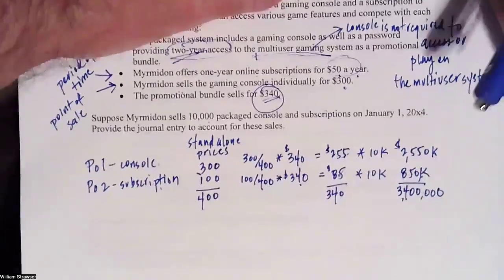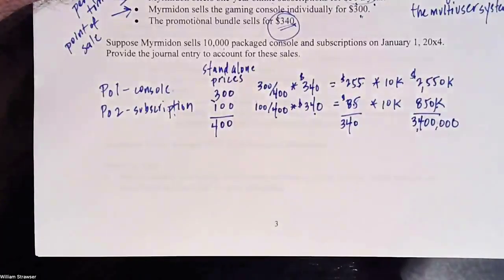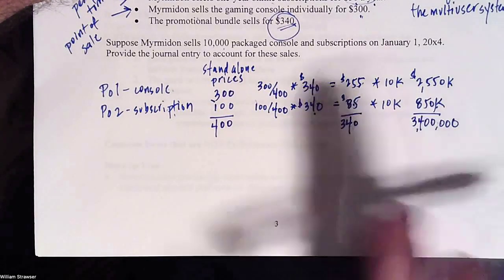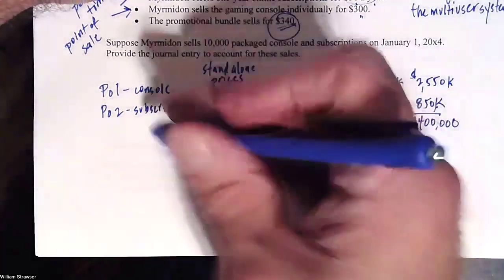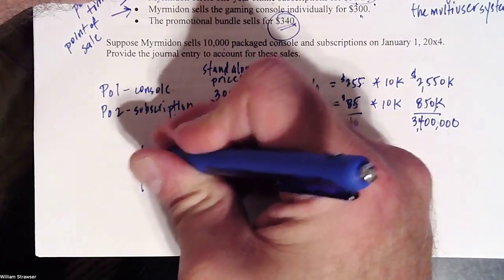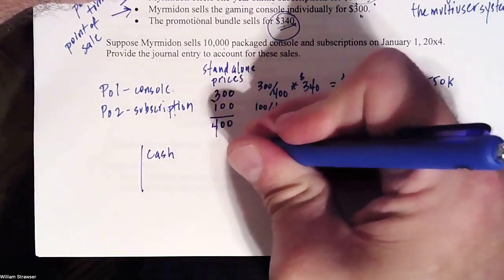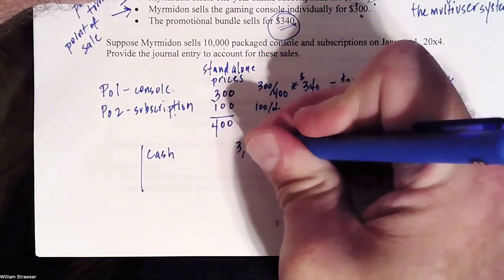All right. Well, now that we have the amount, let's assume that when we sold these, we received cash. It could be an account receivable. Doesn't matter. We either debit cash or debit accounts receivable. But let's assume cash, unless otherwise told. Cash for 3,400,000.